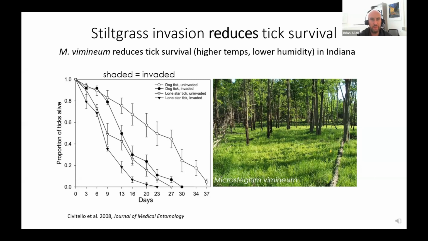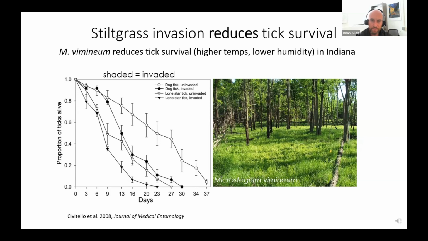And so they conducted a tick survival experiment. They used two different tick species, the American dog tick and the Lone Star tick, both of which occur in Indiana. And they placed them in plots of stilt grass and plots of a comparable native vegetation species. And then kind of like what I did with honeysuckle, they tracked the number of ticks alive over time. And in this case, they found that both tick species survived longer in the native vegetation than in the invasive vegetation. And so in this case, the invasive species appears to reduce tick survival and by extension could potentially reduce tick-borne disease risk.